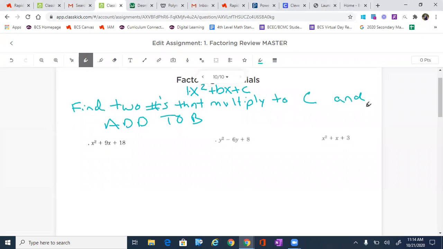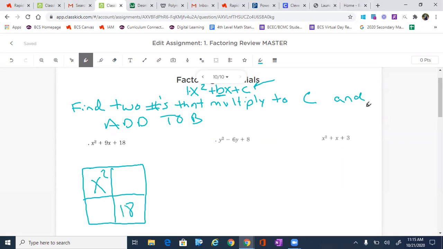The first thing in the old school method is saying, hey, we got to find two numbers that multiply to c and add to b. And c is the last value in the equation, and b is the linear term in the middle of the equation. So if I was to use the area model to do this, here is our box, and I've got x squared and I've got 18. What we want to do is find the two values at the diagonal that add to 9x, but multiply to this value of 18.